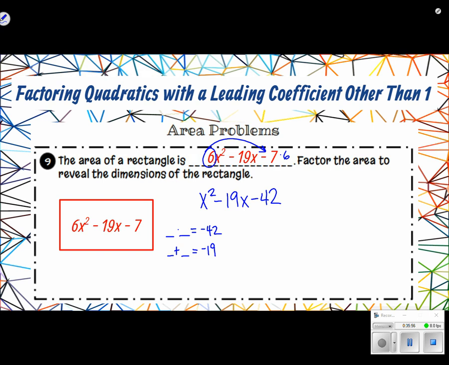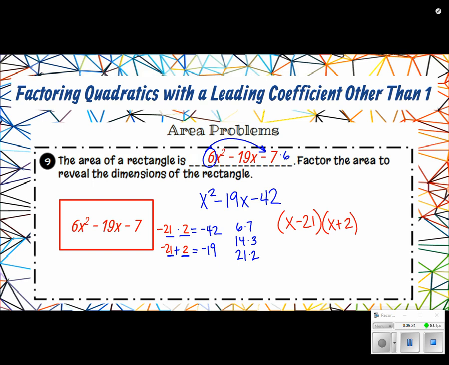Now I'm going to just focus on the 42. So that's 6 and 7, 14 and 3, 21 and 2. I think that's going to be the 21 and 2. So negative 21 and positive 2. All right, so we've got x minus 21, x plus 2.